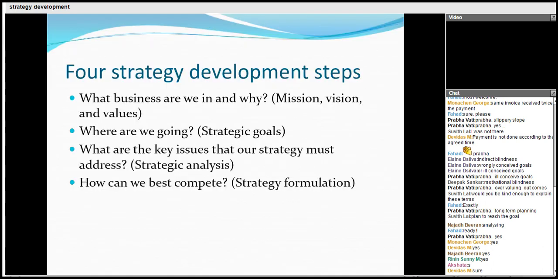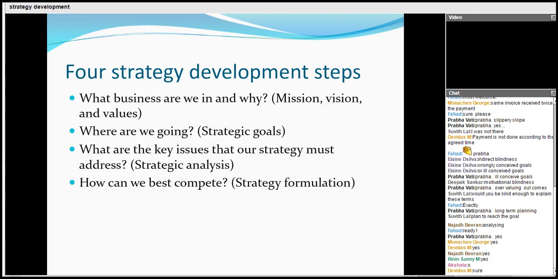Okay, so four strategy development steps. When we talk about strategy, we're going to look at how to develop strategy. What are the steps involved in the development of strategy? There are four steps, and I'm going to address all four. The first one is you ask yourself, what business are we in and why? This question is going to make you know the mission, the vision, and the values of the business or the organization. This is a very powerful question which everyone must ask.